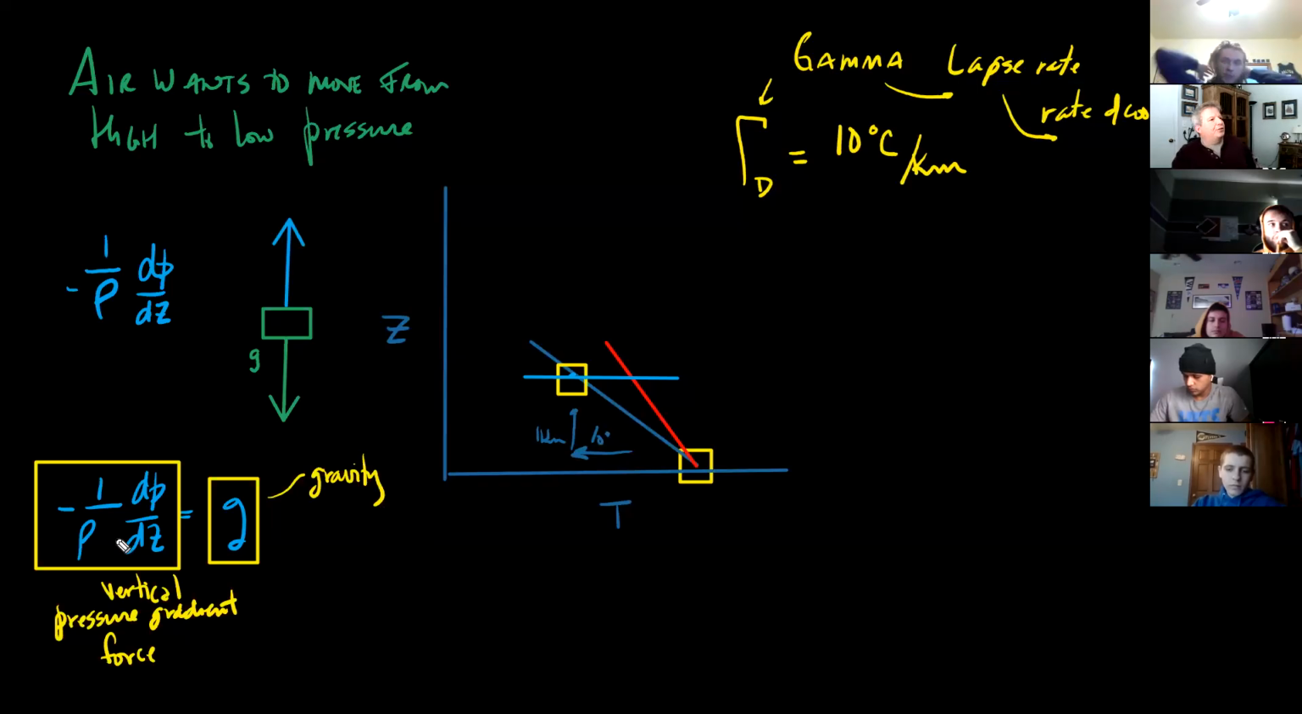Which way does the vertical pressure gradient force point? Up. It points toward low pressure. Pressure gradient force points toward low pressure. That's why air wants to move there. Which way does gravity point? Down. So there's a balance of two forces that are true in the vertical.